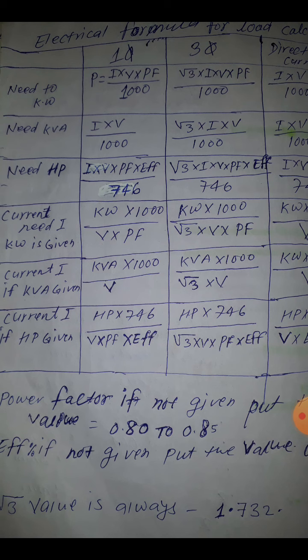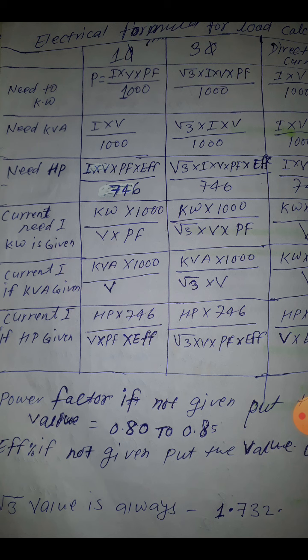First, 1000 watts is equal to 1 kilowatt, and 746 watts is equal to 1 HP, 1 horsepower. So remember this: 1000 watts is equal to 1 kilowatt, and 746 watts is equal to 1 HP.